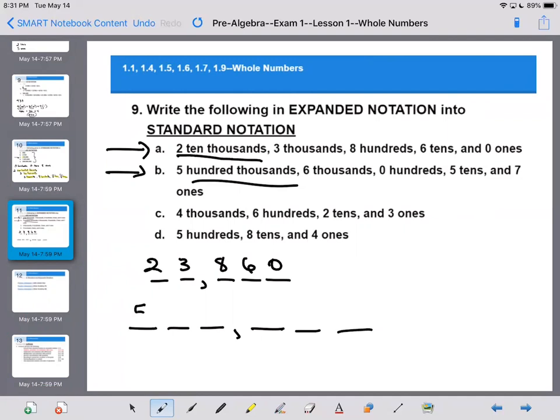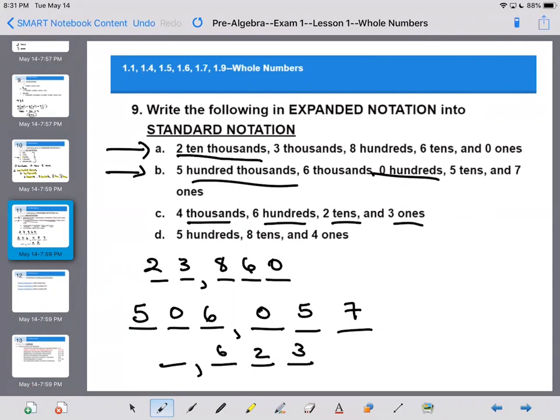500,000, 6,000s. So notice there's no 10,000, so I can put a 0. There's 0 hundreds, there's 5 tens, and there's 7 ones. So if you see either a 0 hundred or that place value skipped, then we wouldn't use that, and we would place a 0. Here I see thousands, hundreds, tens, ones. Thousands, comma, hundreds, tens, ones. So I see 3 ones, 2 tens, 6 hundreds, 4 thousands. That's writing from an expanded notation into a standard form.